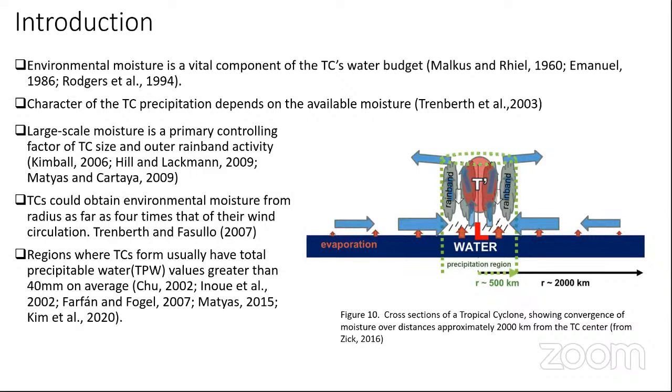Total precipitable water, TPW, I will use this variable later, but here I just first mention it. The TPW is an indicator for the moisture availability. It means the depth of the water that would accumulate if all moisture in a column extending throughout the troposphere condensed and fell as precipitation. From a global perspective, the regions where the TCs form usually have total precipitable water TPW values greater than 40 millimeters on average.